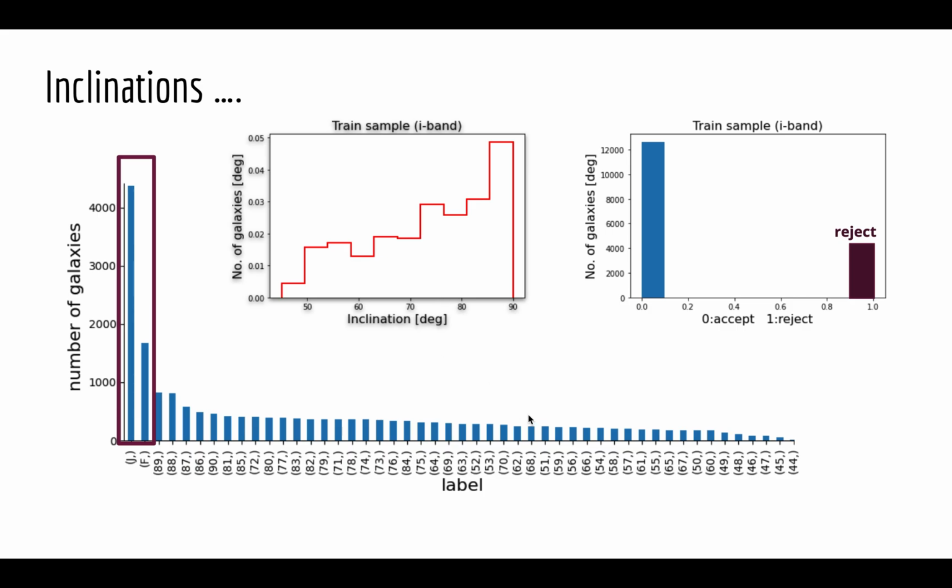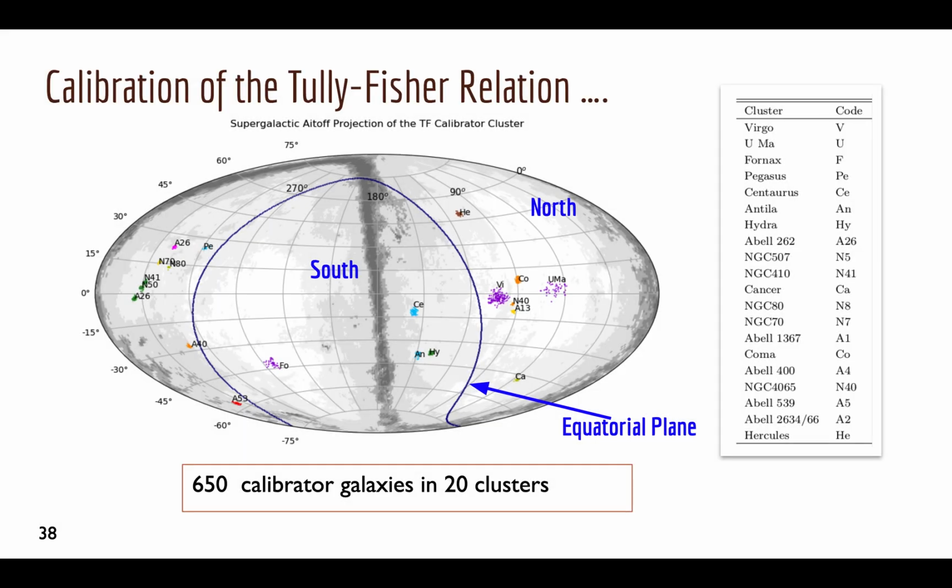Here is the distribution of the inclinations in our sample. We have more highly inclined galaxies, more edge-on galaxies, than face-on galaxies. And this is good news because whenever a galaxy is edge-on, any mistake in the measurement of inclination doesn't affect the measurement of the distance. Also, I should mention that 25% of our original sample has been rejected due to various reasons, like the reasons that I mentioned earlier. And in the end, out of 20,000 galaxies that I started with, I'm left with 10,000 galaxies for distance measurements.